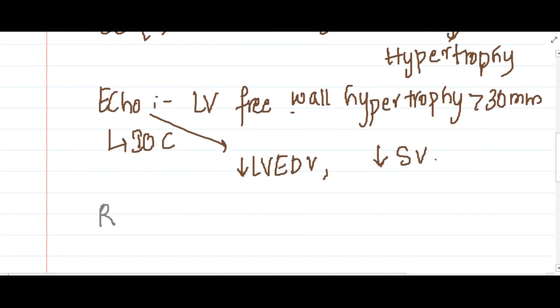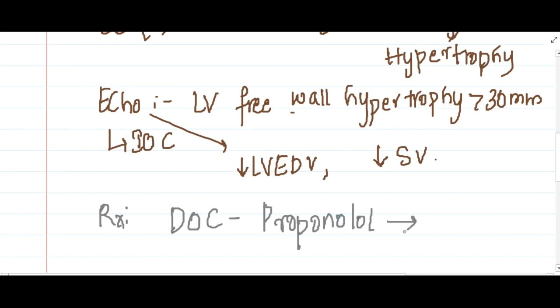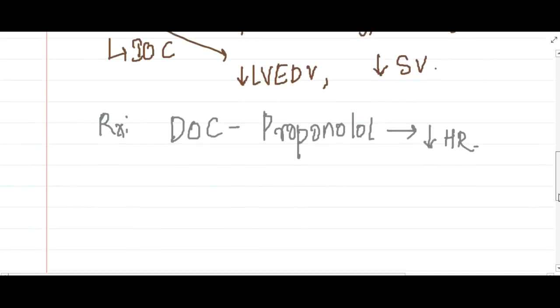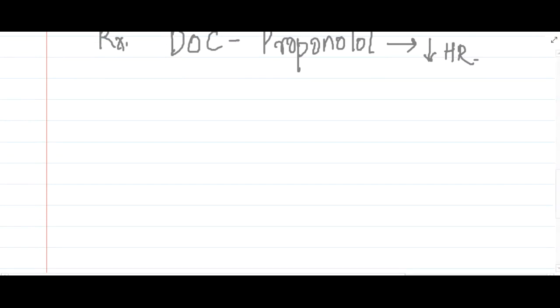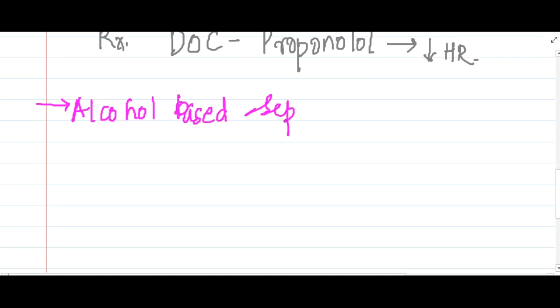Then if you see the treatment, the drug of choice in hypertrophic obstructive cardiomyopathy is propranolol, and this will decrease the heart rate. So this is the main drug of choice. The other interventions, you can also do other things for this hypertrophic cardiomyopathy. Alcohol based septal ablation can be done, or we can do implantable cardioverter defibrillation.